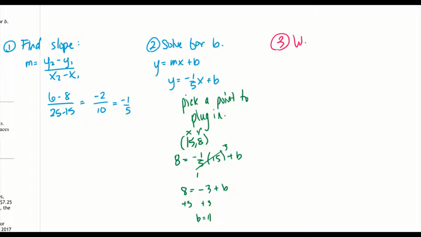So my last step after I solve for m and b is to write it in slope-intercept form. So y is going to equal negative 1/5 x plus 11.